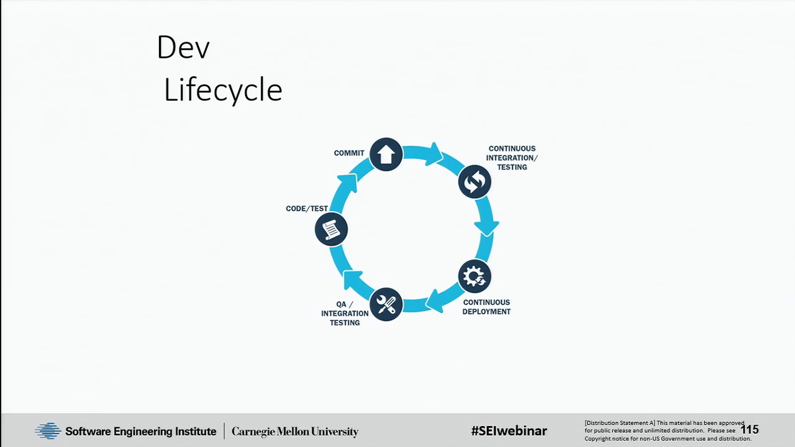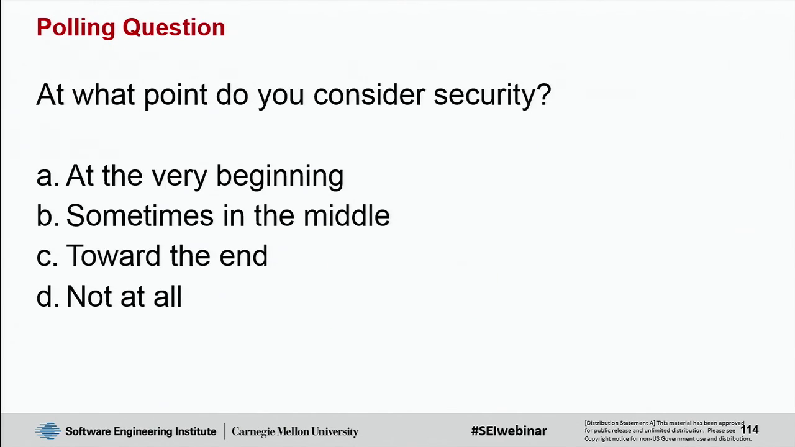I'm just going to cover this quickly. If we have enough time, we can go to the polling question. If not, we can switch to the security operational stuff. I'll just launch it real quick and let you keep going. We would just like to know from the audience, at what point do you consider security in the life cycle?